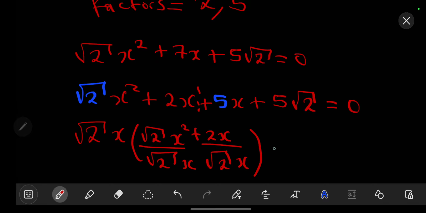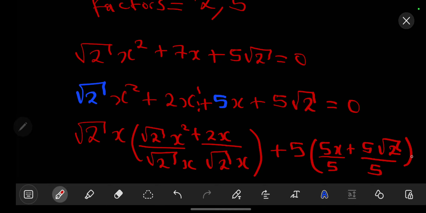Then you are going to say plus, here the 5 is common. So you are going to write 5. Then this is the same as having 5x plus 5 square root of 2 over, then divide by the 5. I'm doing this so that people can understand. So we have should be equal to, just remember that it should be equal to 0 there.